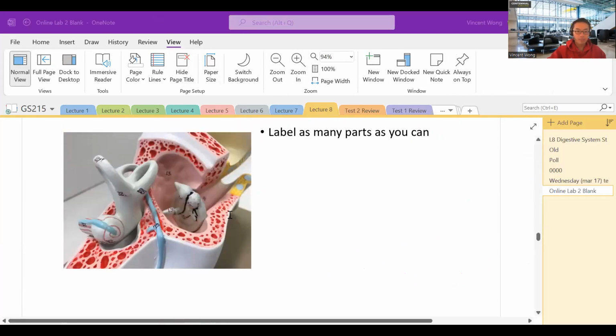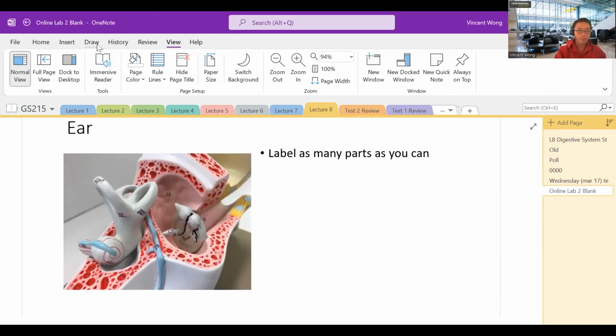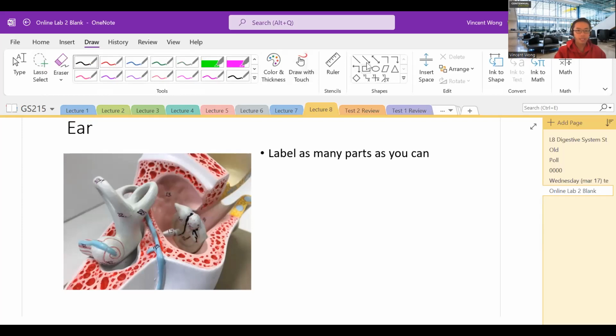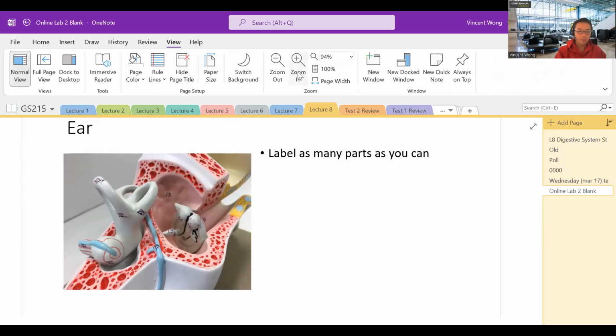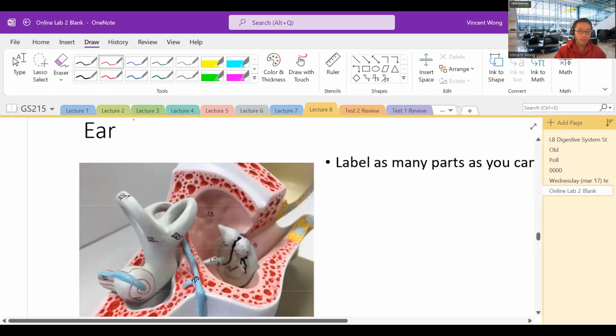Okay, so label as many parts as you can. All right, I guess I'll just do that, and then you can tell me if I miss anything. Let's see if I can make it a little bit bigger, maybe. Okay, so here we go.